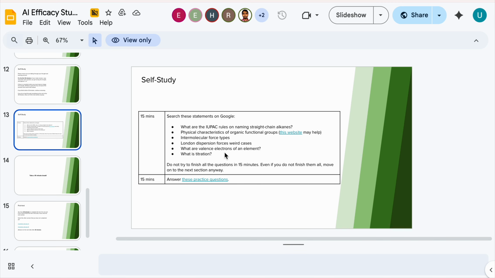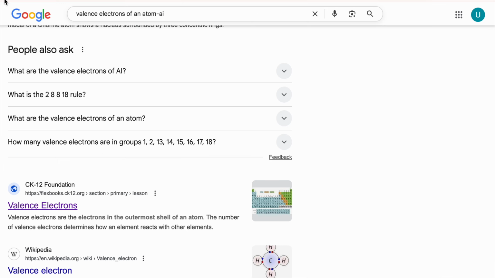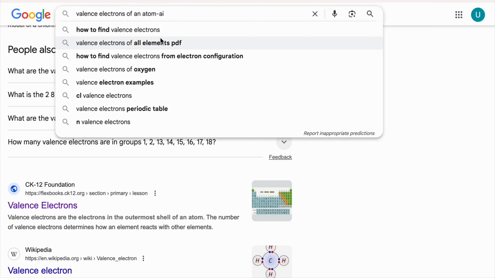Next, what is titration? Let's study about titration.